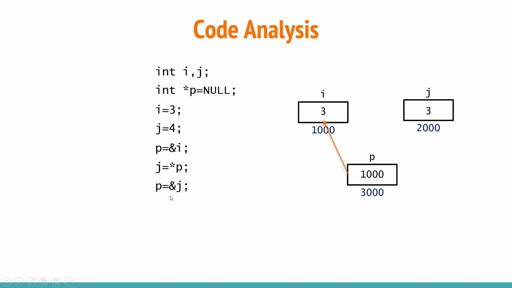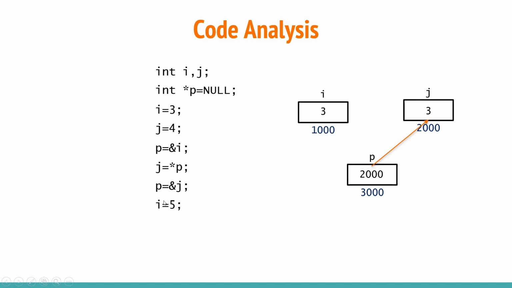Next, I am making p point to j. What is the meaning of this? Now the value that gets stored in p is the address of j. So 1000 becomes overwritten with 2000 when this statement gets executed, and this arrow mark vanishes. You can see over here, the value 2000 got copied to p. From this point onwards, p starts pointing to j.